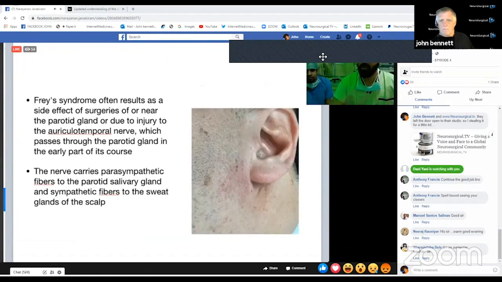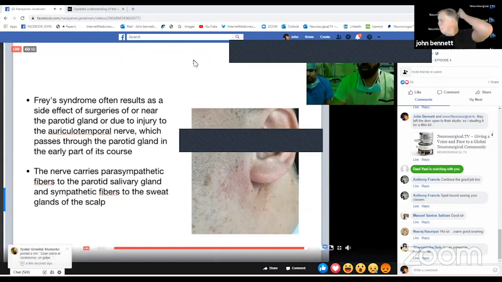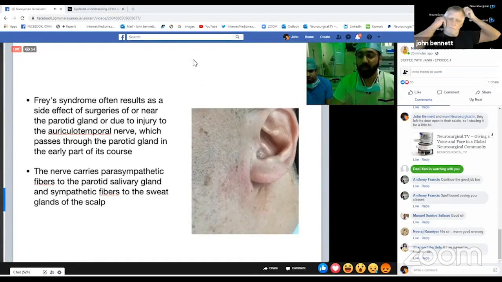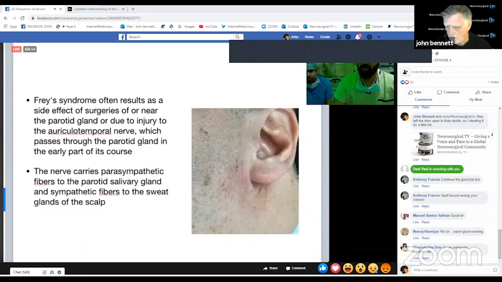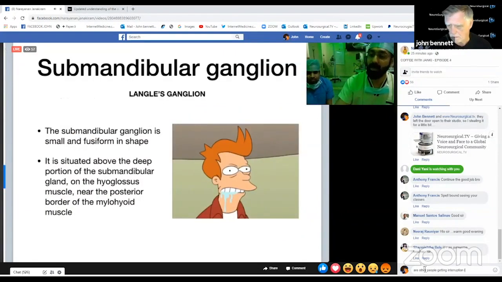Frey syndrome often results as a side effect of surgeries near the parotid gland or due to injury to the auriculotemporal nerve, which passes through the parotid gland in the early part of its course. The nerve carries parasympathetic fibers to the parotid salivary gland, and sympathetic fibers. Without mentioning the term submandibular ganglion, he'll say Langley's ganglion.